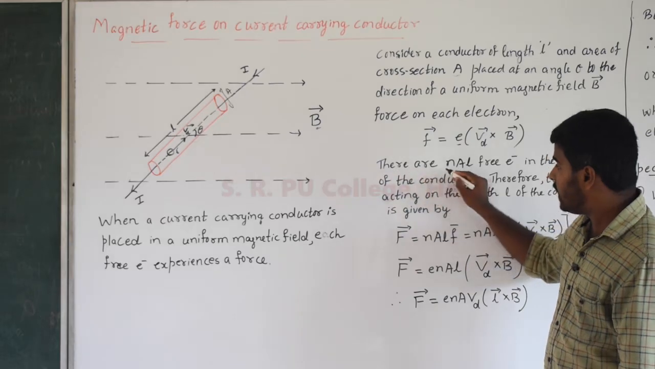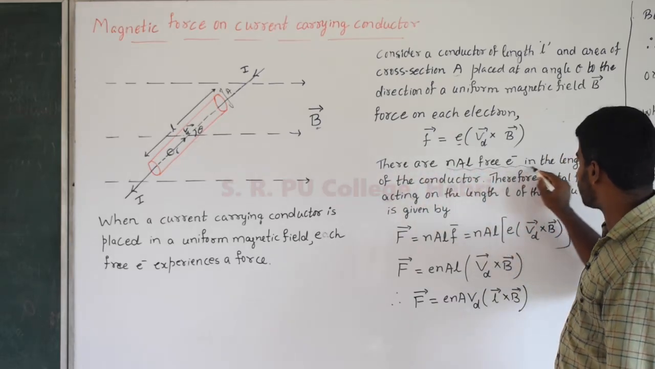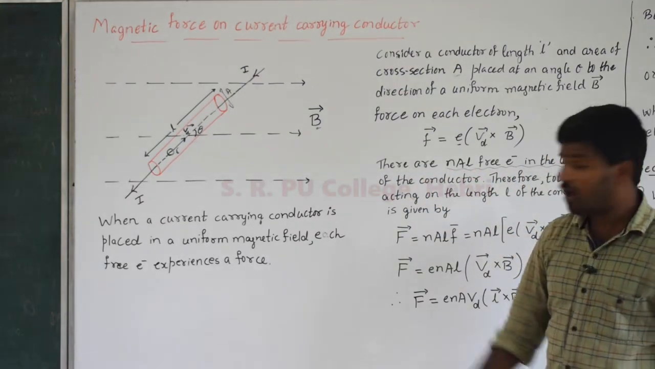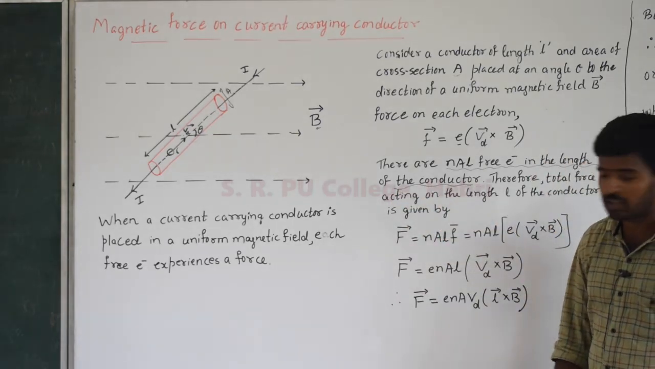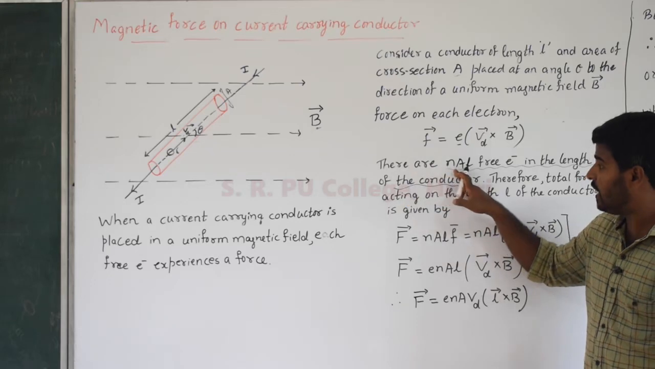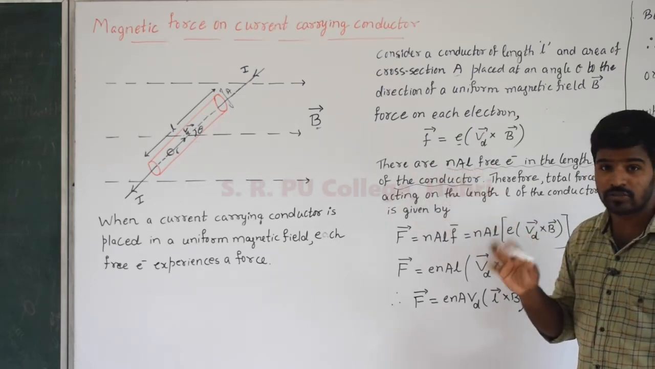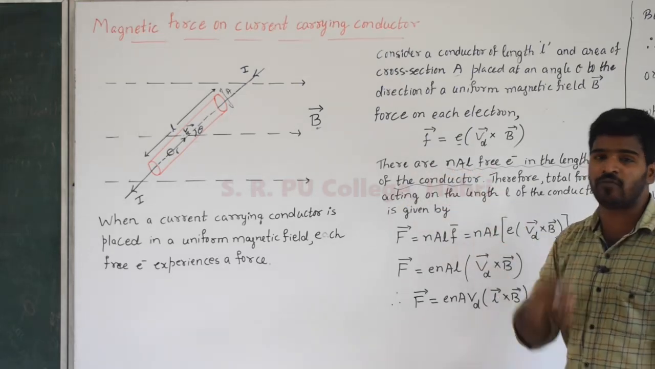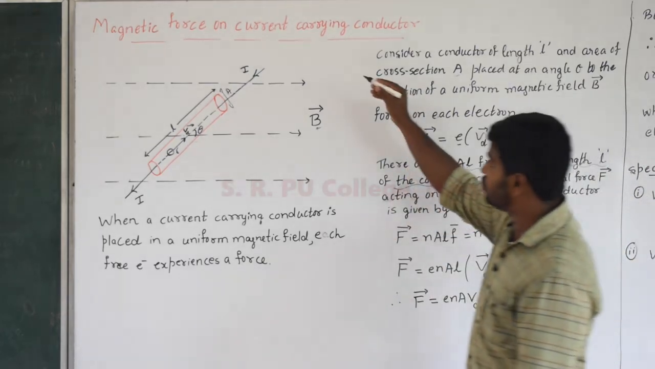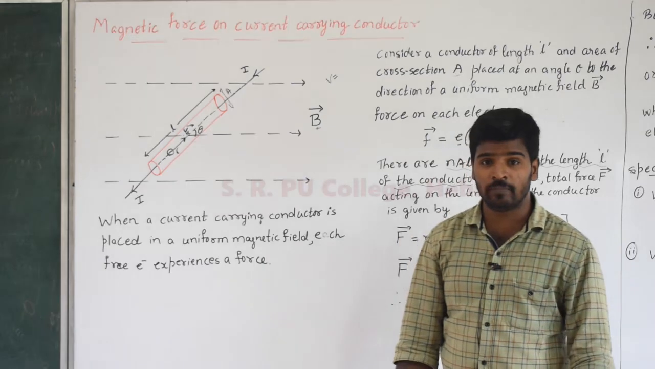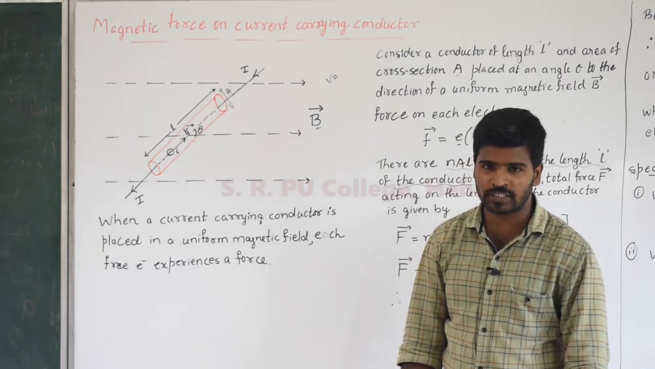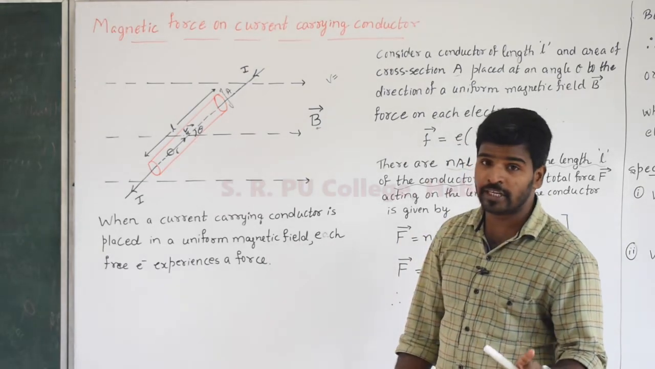There are NaL free electrons in the length L of the conductor. What does it mean? Do you understand? There are NaL free electrons. What does the NaL refer to? See here, in general volume is equal to length into breadth into height.